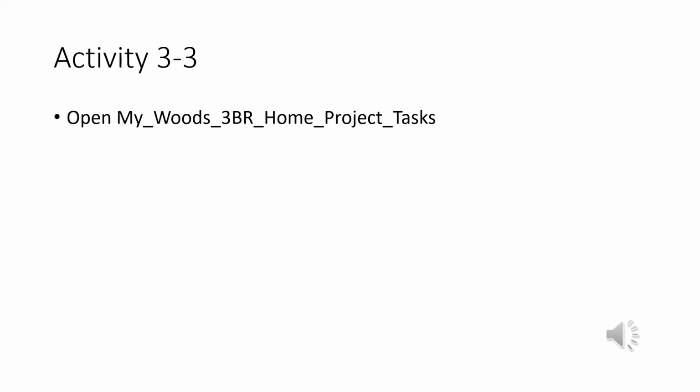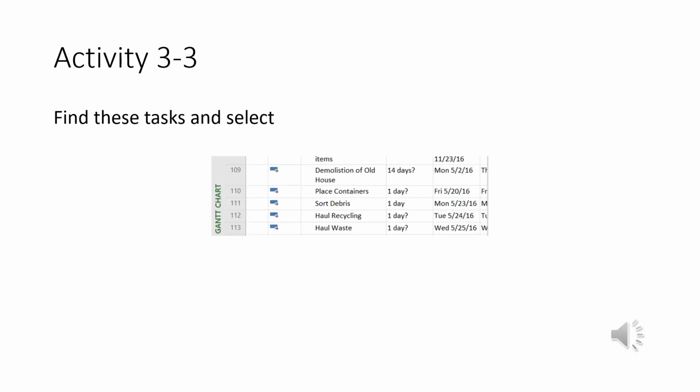Okay, let's go to activity 3-3. Open MyWoods, the project we've been working on. Go ahead and open that. And these are the tasks we put in previously. So go ahead and find these tasks and select them. You can do it different ways. You know, we had the shift button, we have the control button. However you want to do it, you can do a drag and hold. However you get it, just highlight all these tasks and select them.